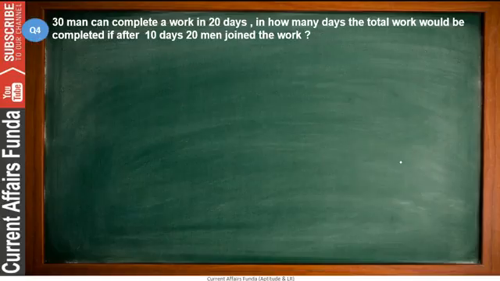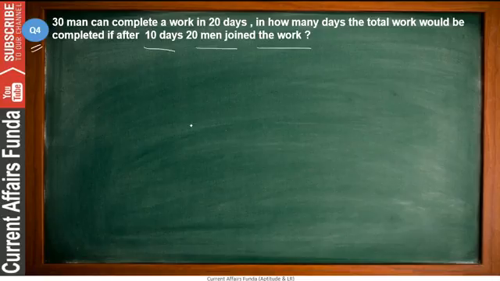Next, let us move to the question number 4 here. Question 4 is saying, friends, 30 men can complete a work in 20 days. Okay, so this question is tricky, and friends, I will tell you that you can solve this question in basically 2 ways. Okay, so see, 30 men can complete a work in 20 days. In how many days would the total work be completed if after 10 days 20 men join the work.